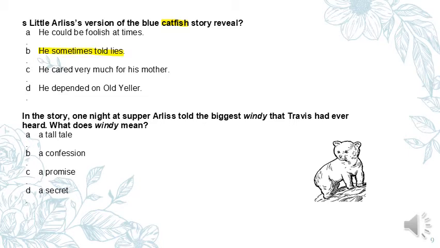He told lies. In the story, one night at supper, Arliss told the biggest windy that Travis had ever heard. What does windy mean? A tall tale, a confession, a promise, a secret. We said that windy is an exaggerated story with a lot of expressions but means so little, so it could mean a tall tale.